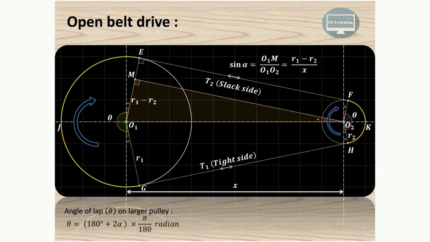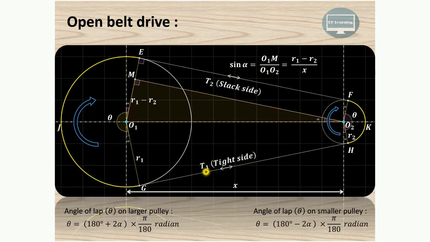So that we have written over here. In case of this larger pulley, the angle of lap is given by 180 plus 2 alpha, and we have converted that value into radian. Similarly, in case of the smaller pulley also, the angle is 180 minus 2 alpha into pi by 180 radian.